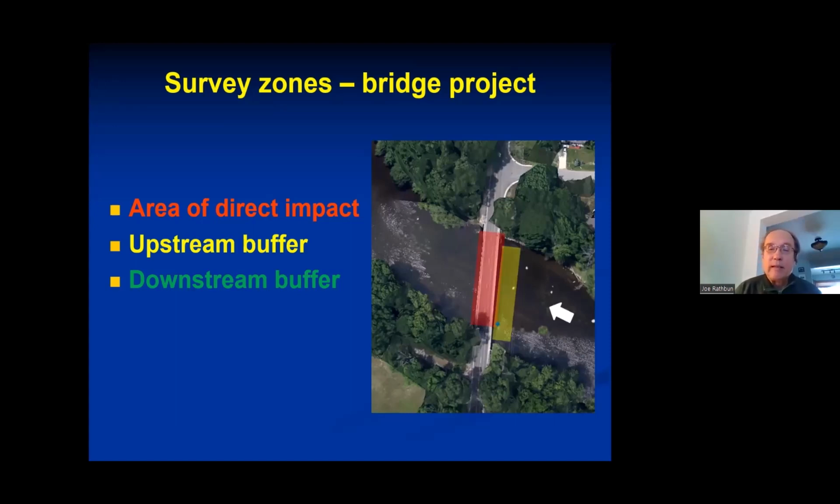Especially if you're going to put heavy metal excavators or backhoes into the river and work as you do the bridge construction work. And we also require surveys and relocations of mussels from a downstream buffer, typically a little wider, a little longer than the upstream buffer. That is to reflect the potential for sediment resuspension and burying of mussels with the construction activities in the area of direct impact in the upstream buffer.